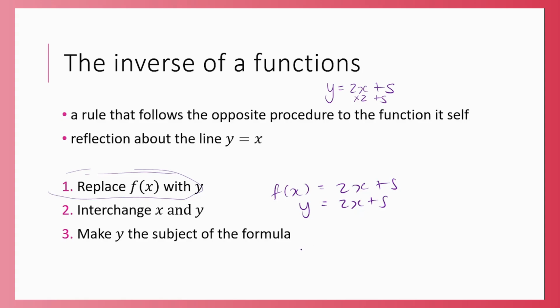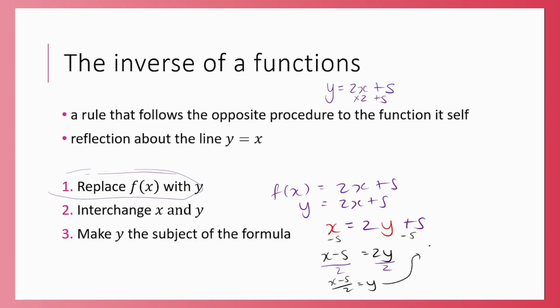Then you are going to change your x and your y. Where there was a y, you replace it with an x, and where there was an x, you replace it with a y. The other parts stay, but your x and y swap. Then you're going to make y the subject. You do that by first subtracting your 5, so you'll have x minus 5 is equal to 2y. And then you divide by 2, so that you have x minus 5 over 2 is y.